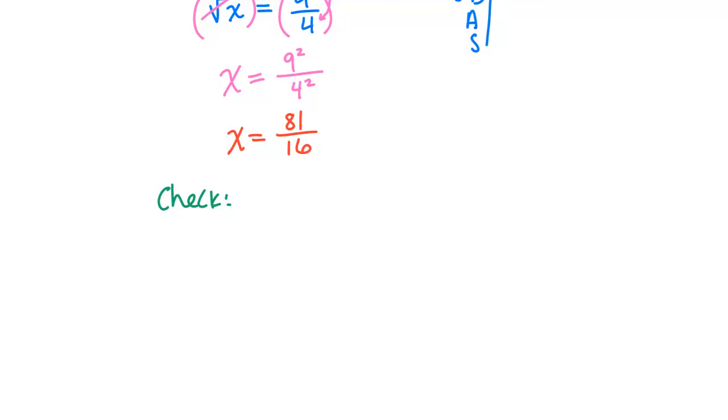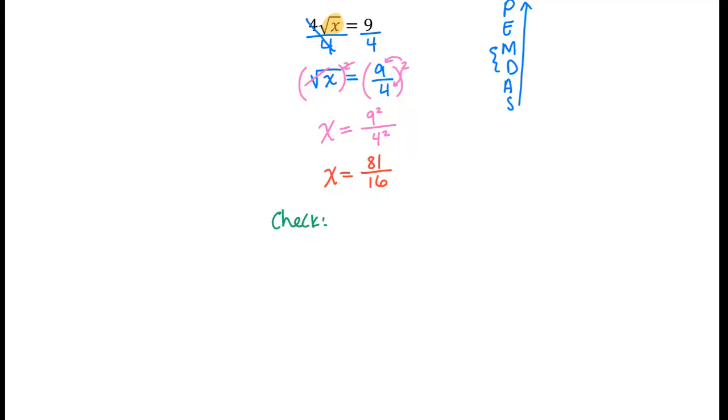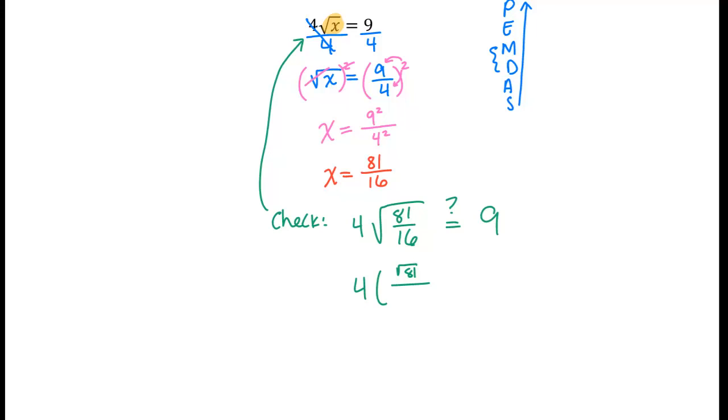So to check it, we're plugging it into the original equation. I have 4 times the square root of 81 over 16, and I'm checking to see if that is going to equal 9. That's my original equation, okay? Just like we distribute the squared, we distribute the square root now. So this is the same thing as 4 times the square root of 81 over the square root of 16.